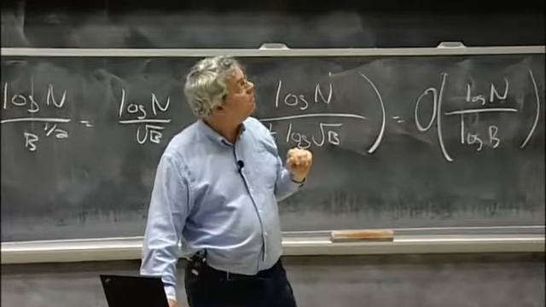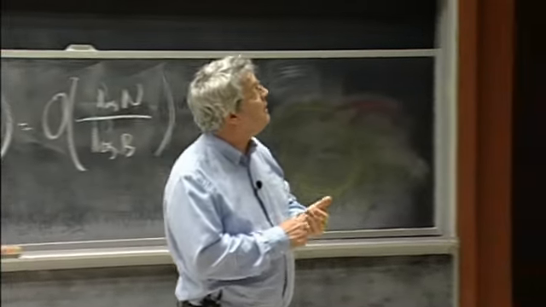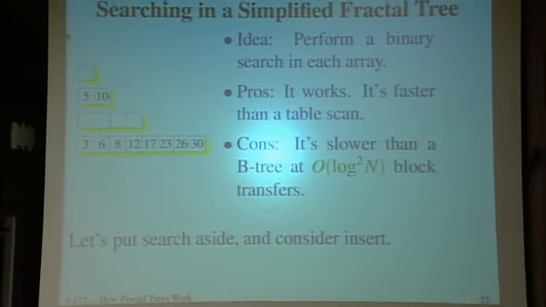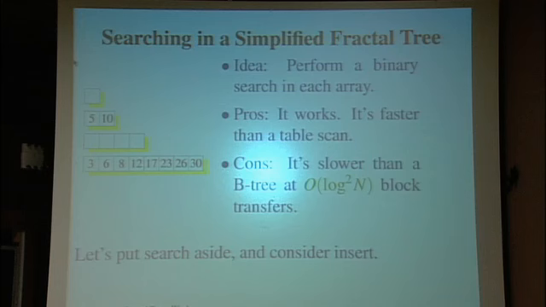So now how do you search this data structure? Well, the idea is just to perform a binary search in each of the arrays. The advantage of this is it works, and it's a lot faster than a table scan. The disadvantage is it's actually quite a bit slower than a B-tree, because of the analysis.